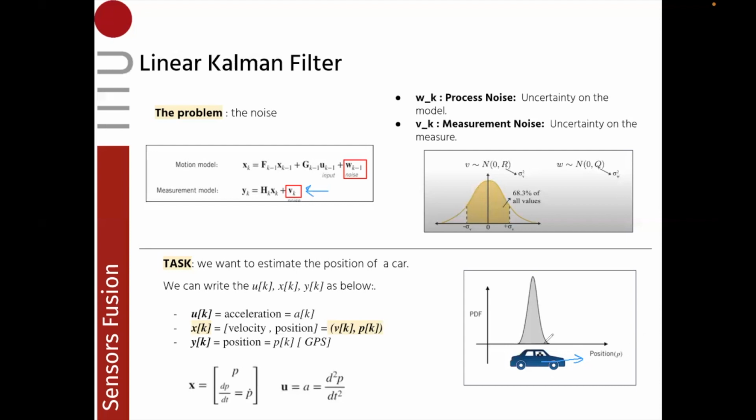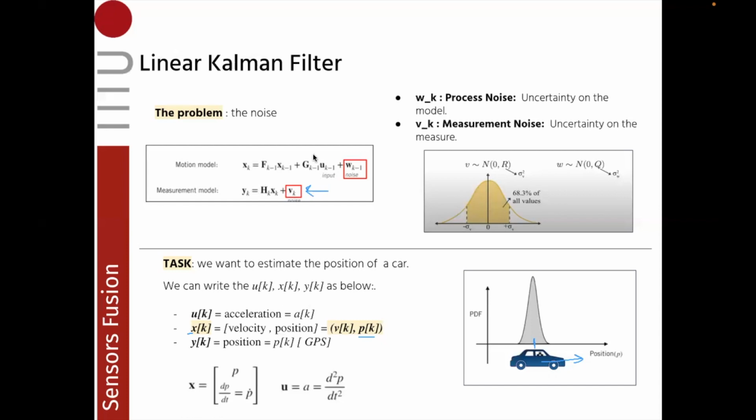What we want to know actually is the position of the car and the velocity at time k. So our state x will be the velocity at time k and the position at time k. The acceleration is intuitively an input, so it's something we can control. Actually, when we press the pedal, we impress a certain acceleration to our system, to our car.